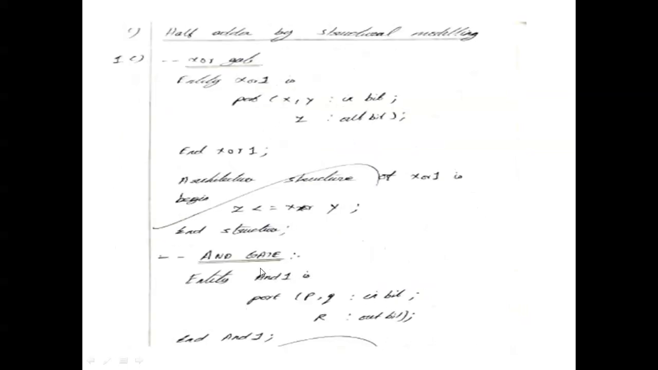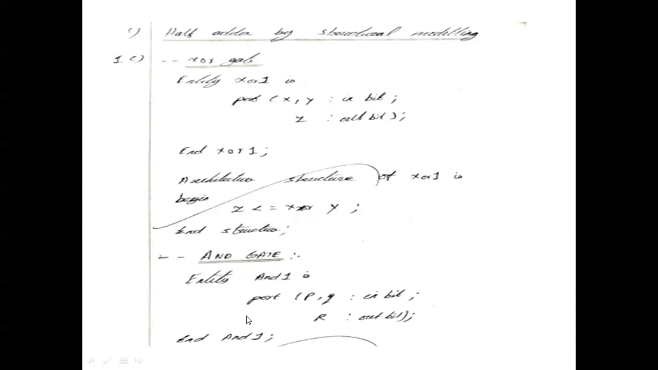Okay, next we have to go for structural modeling. This is the XOR gate entity. For the XOR gate you have to give the input and architecture, and write the program for the XOR gate. We know the XOR gate has two inputs and one output. So the architecture is for the XOR gate, X XOR Y.